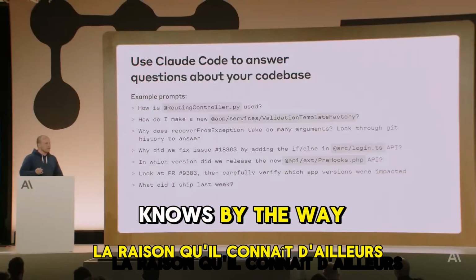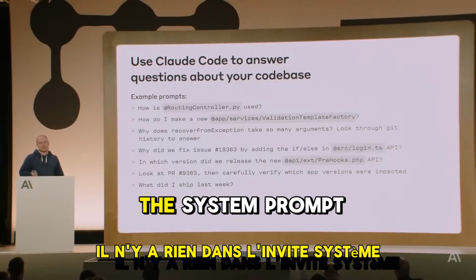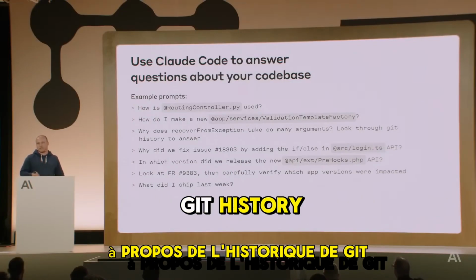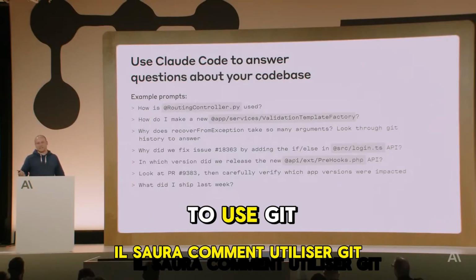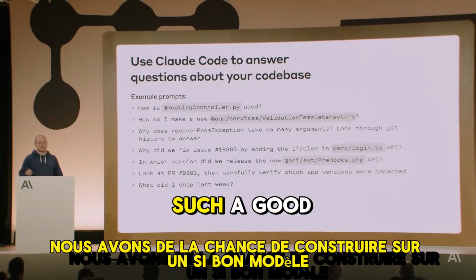The reason it knows, by the way, is not because we prompted it to. There's nothing in the system prompt about looking through Git history. It knows it because the model is awesome. If you tell it to use Git, it'll know how to use Git. We're lucky to be building on such a good model.